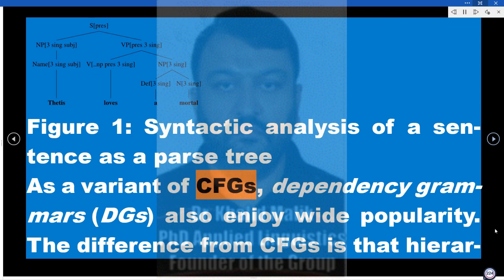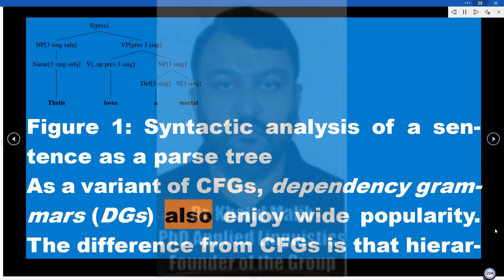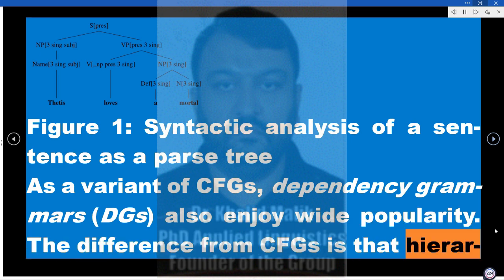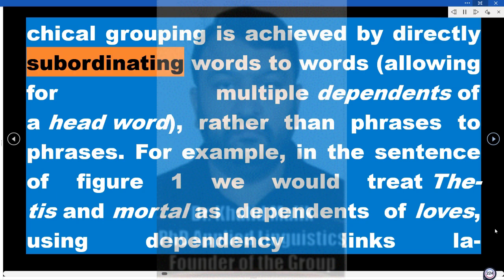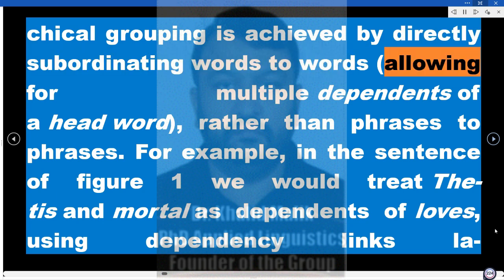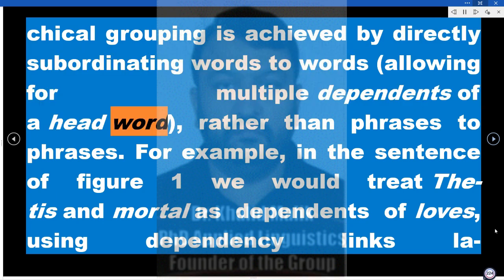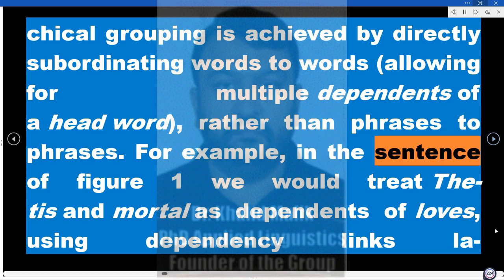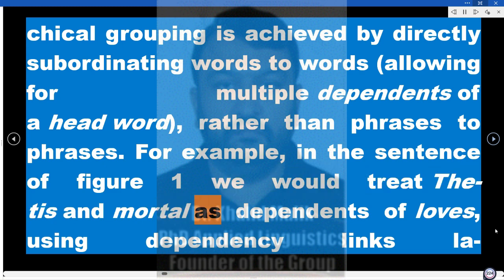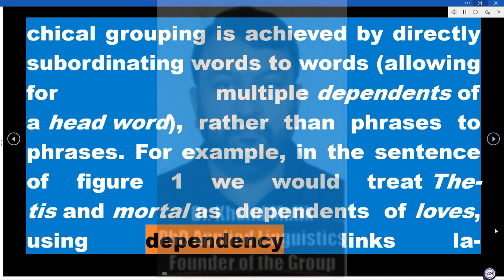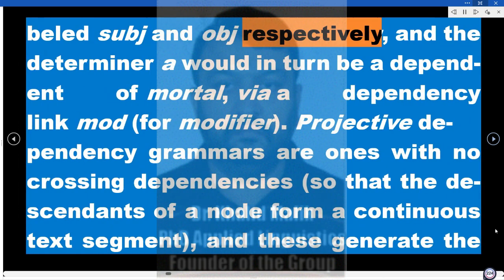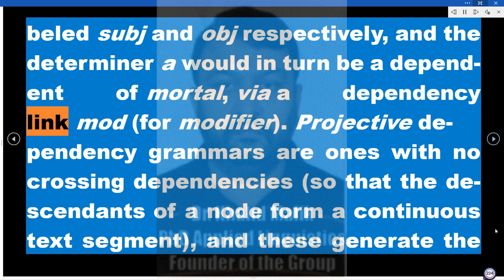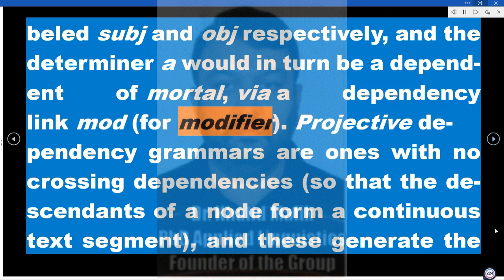As a variant of CFGs, dependency grammars, DGs, also enjoy wide popularity. The difference from CFGs is that hierarchical grouping is achieved by directly subordinating words to words, allowing for multiple dependence of a head word, rather than phrases to phrases. For example, in the sentence of Figure 1 we would treat the T's and mortal as dependents of loves, using dependency links labeled subj and obj respectively, and the determiner would in turn be a dependent of mortal, via a dependency link mod, for modifier.